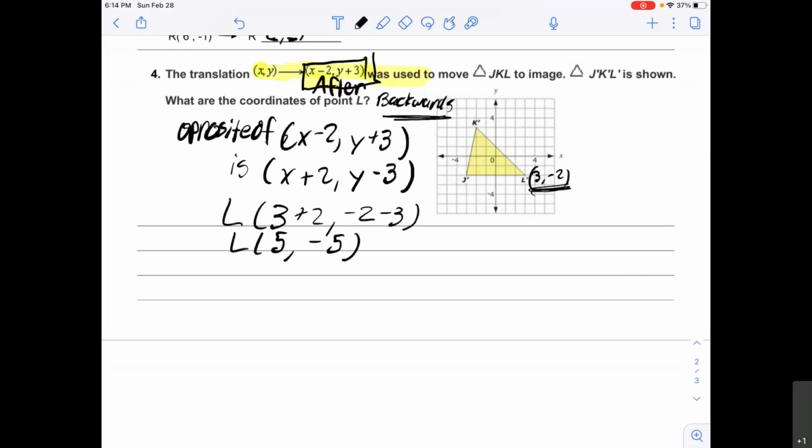So please make sure you understand this last one and why we went backwards when we went from the image back to the pre-image. Make sure you understand why we did adding and subtracting here.